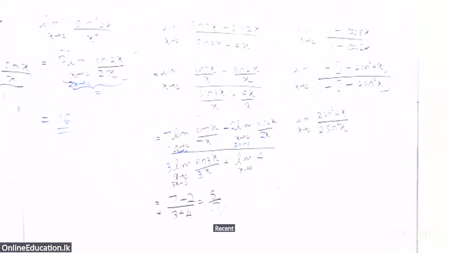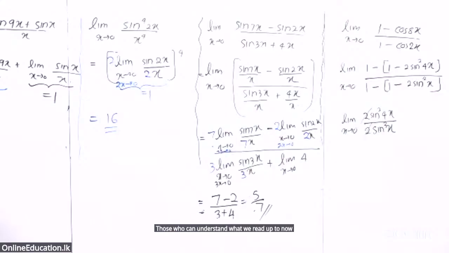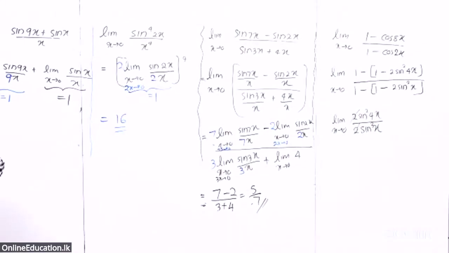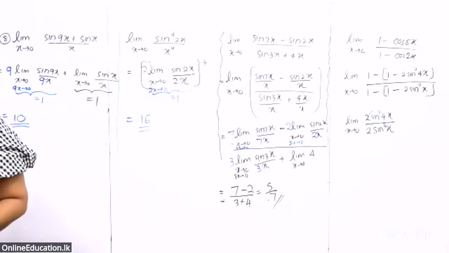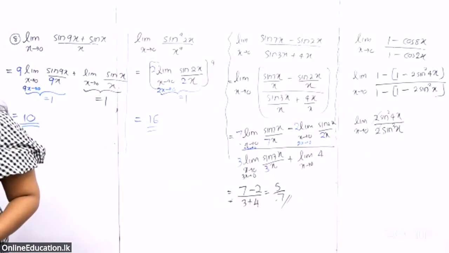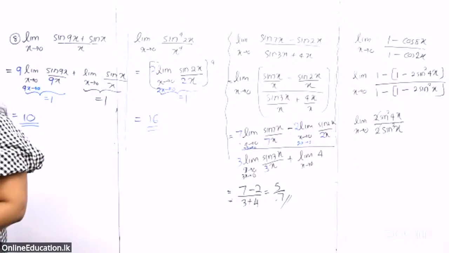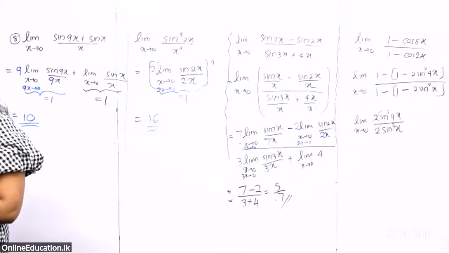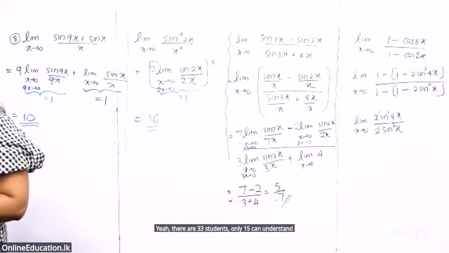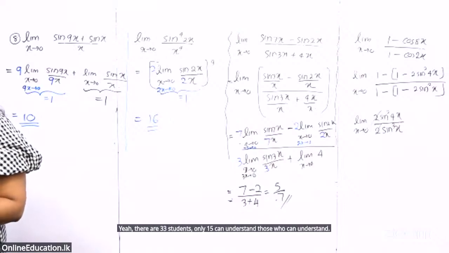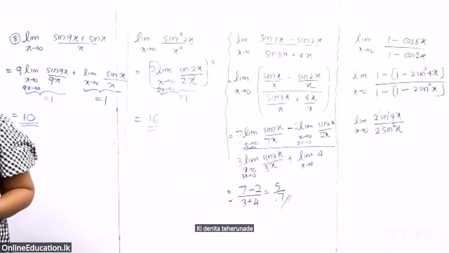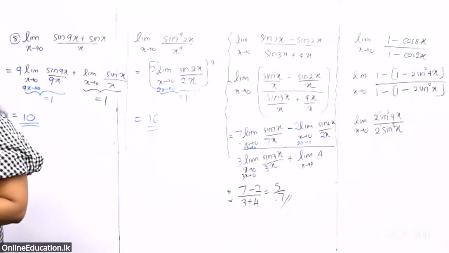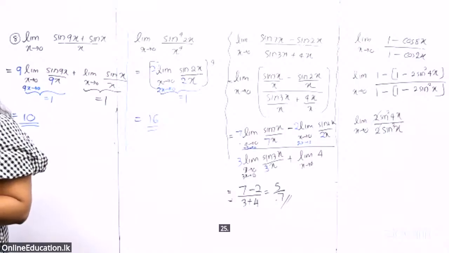Raise hand those who can understand what we did up to now. Yeah, there are 33 students, only 15 can understand. Raise hand those who can understand. Don't be lazy, raise your hand. Now the teacher is checking how many understood. 25. Okay. If you have any doubt, you can ask, right?